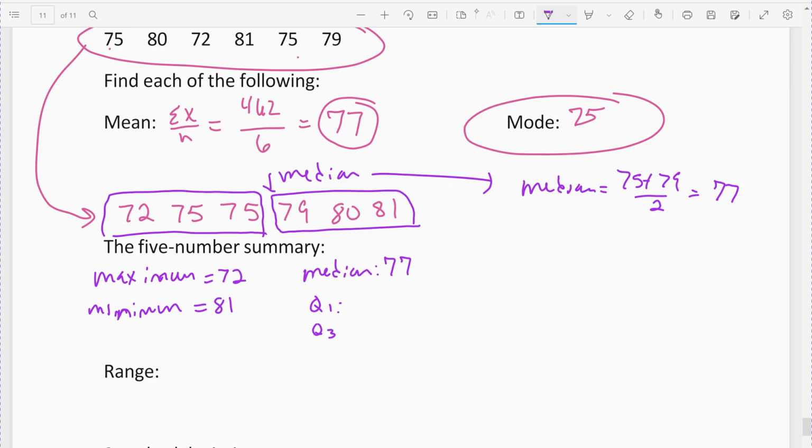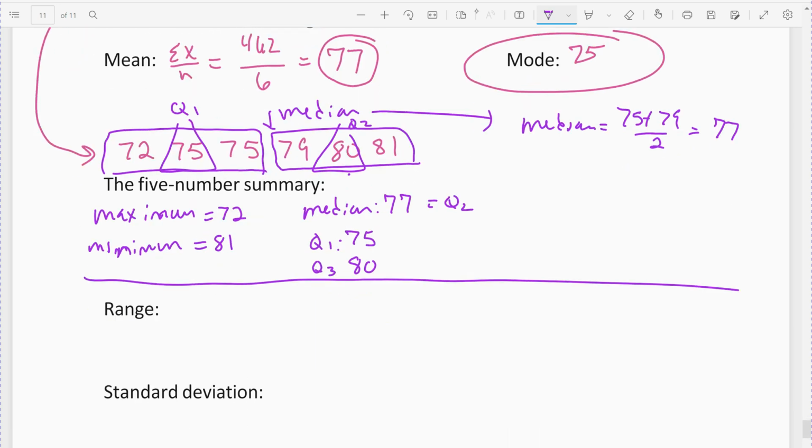Alright, so this one's a little easier because 6 is kind of nice, because there's 3 above and 3 below. So there's 3 in my upper half and 3 in my lower half, which means there is just one middle value in each half. In the lower half, that's 75, and in the upper half, that's 80. So my first quartile is 75, my third quartile is 80, and the median would be quartile 2. Alright, so there's my 5-number summary.